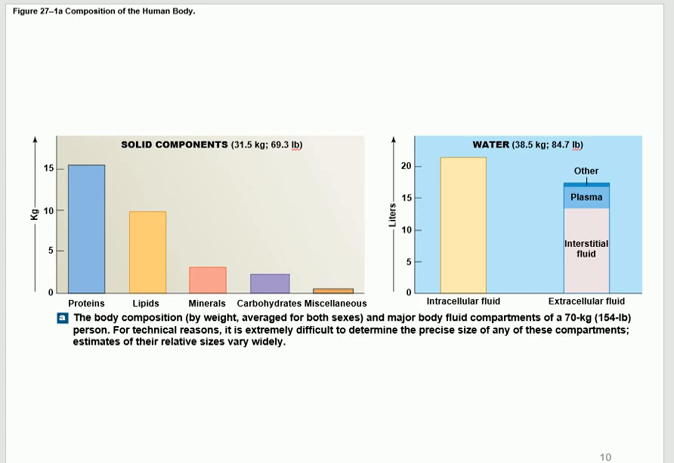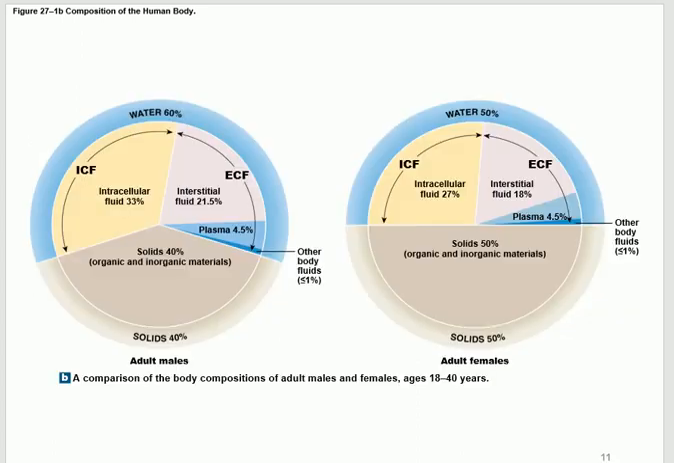Extracellular is interstitial and plasma. This is the main thing. And there are other things in the body fluids, including the different types of organic molecules and minerals and so on. So look at this.